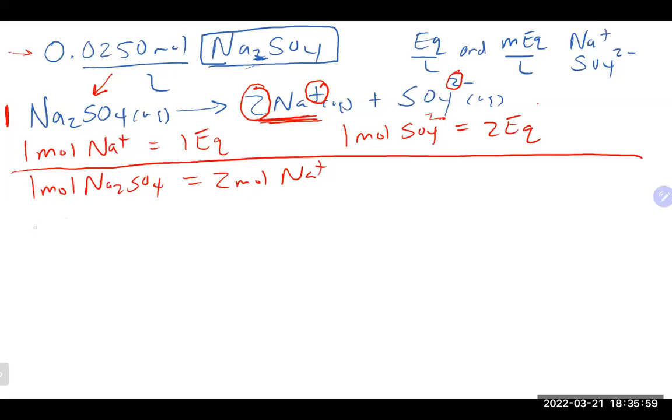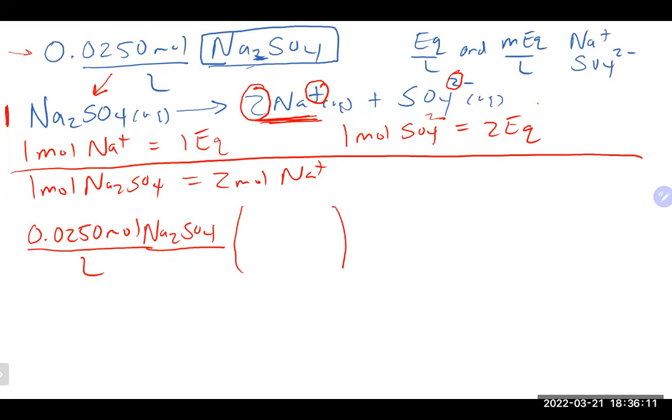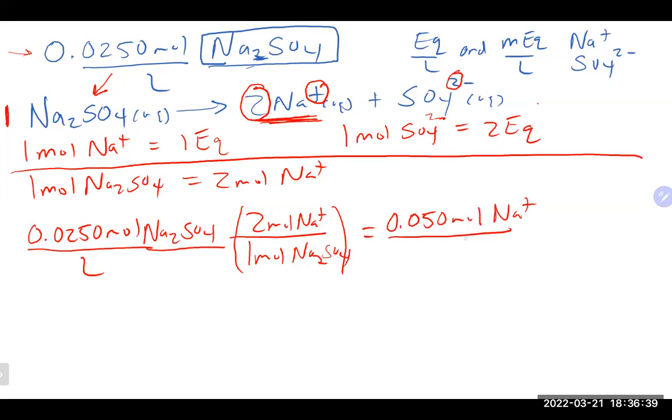So let's just do that part. 0.0250 moles per liter of the entire thing. For every 1 mole of the entire thing here, we get 2 moles of just the sodium ion. And that means for just the sodium ions that are floating around in that solution, it would be 0.025 times 2. We would have something like 0.05 moles of just the sodium ions per liter.